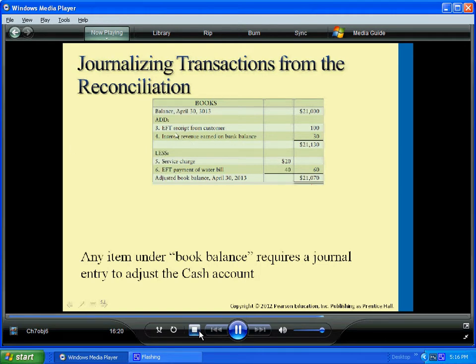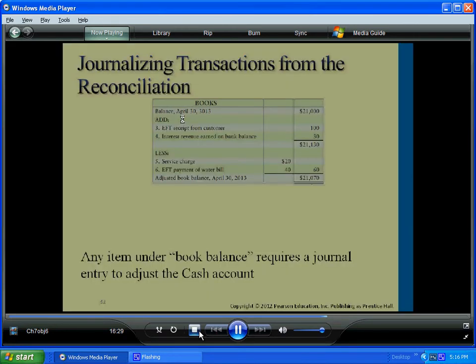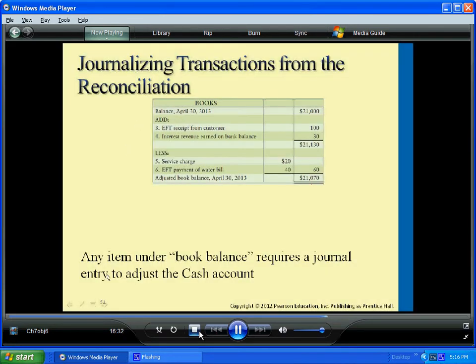What I like to do is credit the additions and debit the subtractions. So up here we're going to add these items, and we add them with a credit.